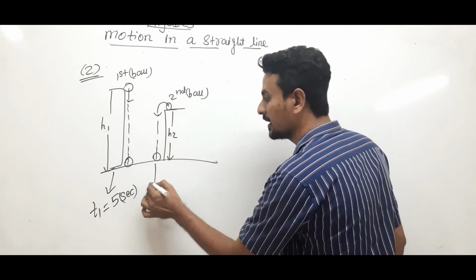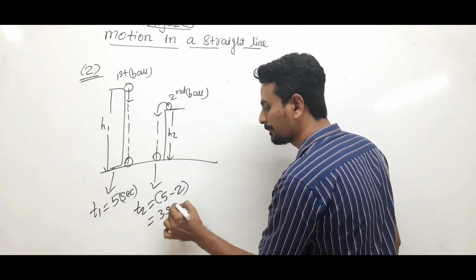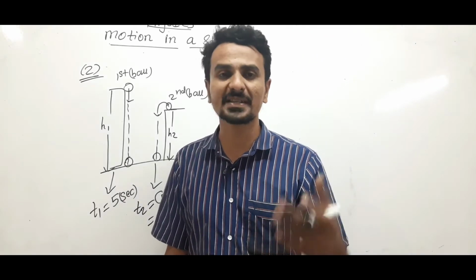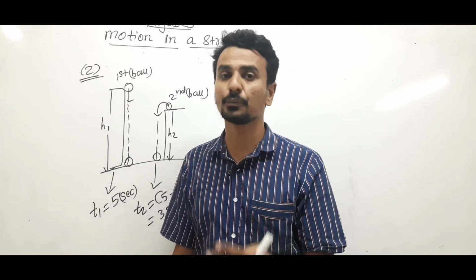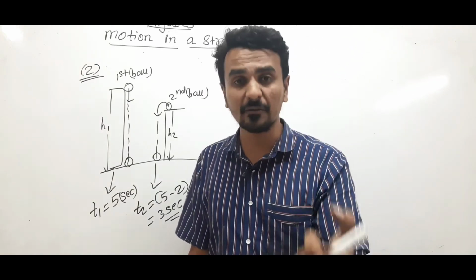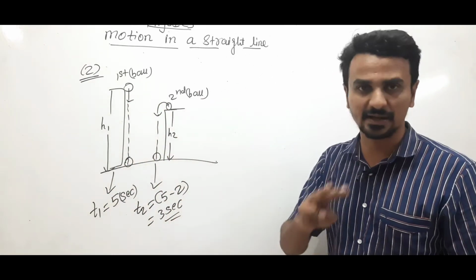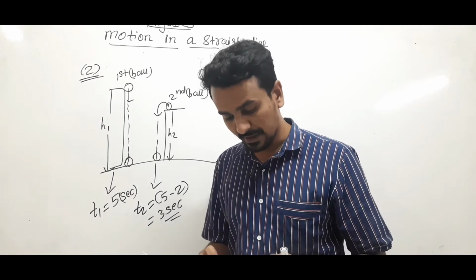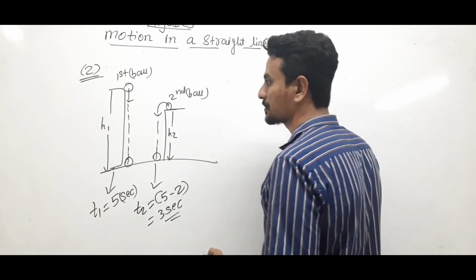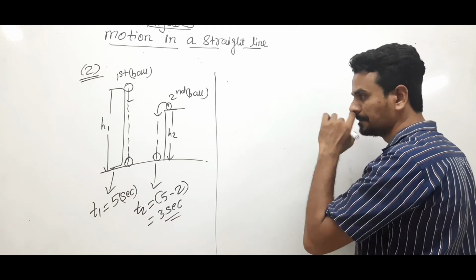That means obviously the second ball will take 5 minus 2, that is 3 seconds. Of course, the second ball is thrown 2 seconds after the first ball, but both balls reach the ground after 5 seconds. So the first ball takes 5 seconds, and the second ball takes 3 seconds. Clear? We have been told to calculate the difference between their initial heights. That means h1 minus h2. The question is easy.